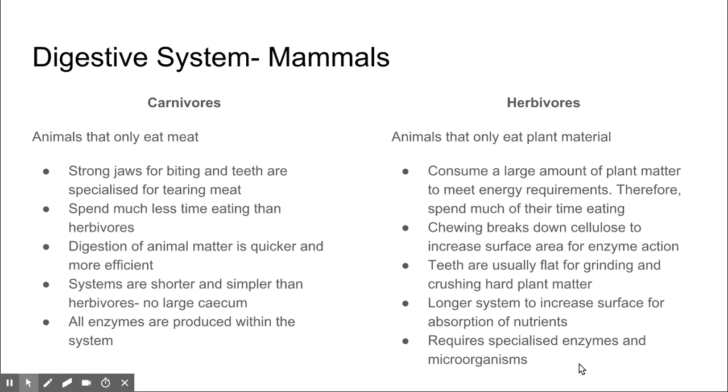And herbivores are animals that only eat plants. They do have to consume a large amount of plant matter to meet their energy requirements because the grass and plant material that they're eating does not actually provide them with a lot of energy. So, therefore, they must spend much of their time during the day eating. They're constantly chewing as it breaks down the cellulose to increase the surface area for enzyme action later on in the digestive system. Their teeth, as we saw before, are usually flat for grinding and crushing. They do have the longer system, which increases the surface area for absorption, and they require much more specialized enzymes and even some microorganisms to digest all their food.